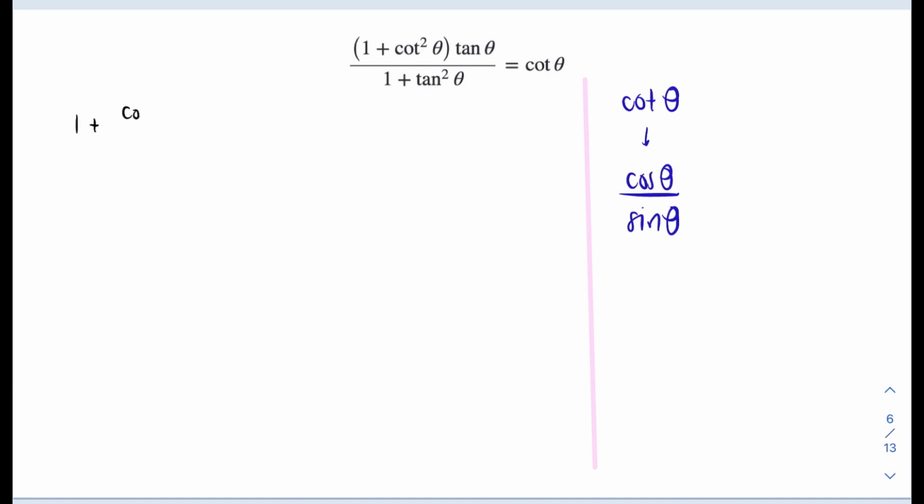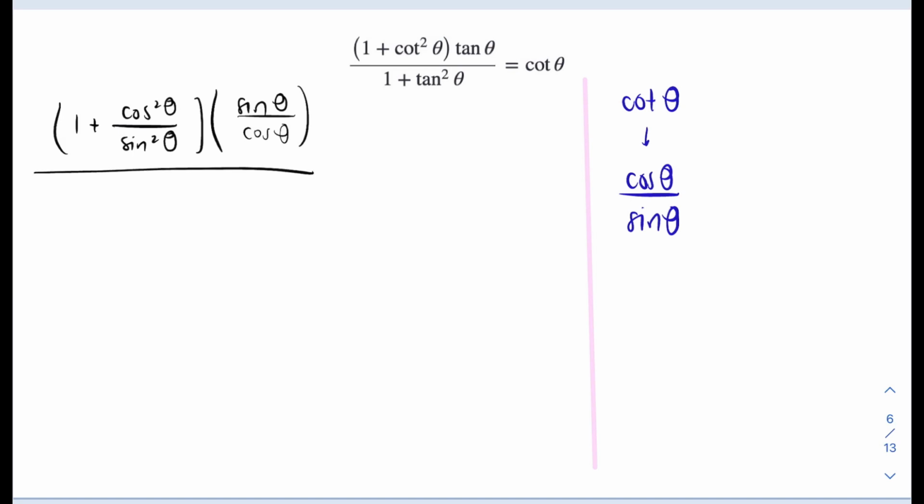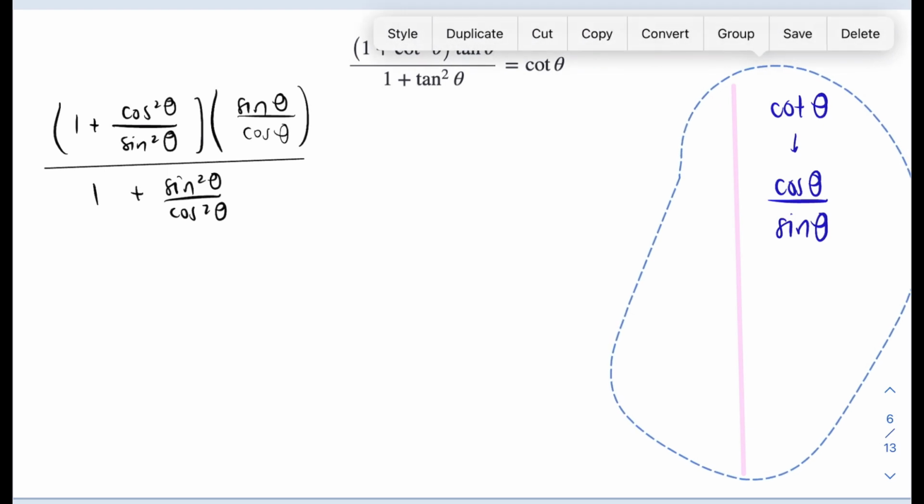1 plus cosine squared theta over sine squared theta, times sine of theta over cosine of theta. Okay, we have to pay attention to what's squared and what's not. All over 1 plus sine squared theta over cosine squared theta. So, a couple of things I am going to do. I'm going to distribute in the top, and also give myself some more room to do that.